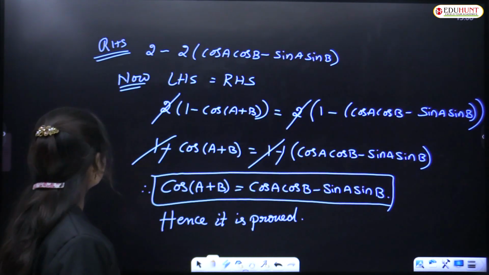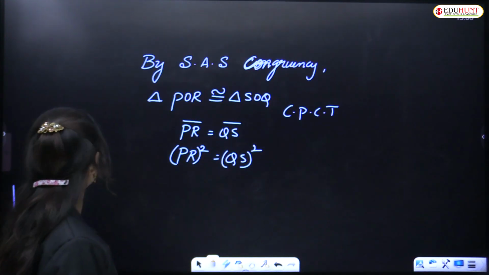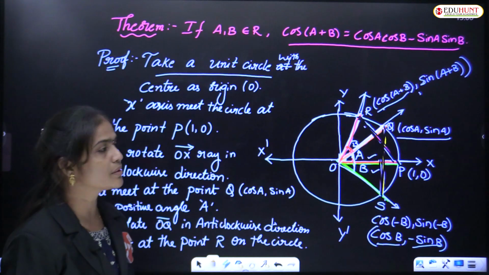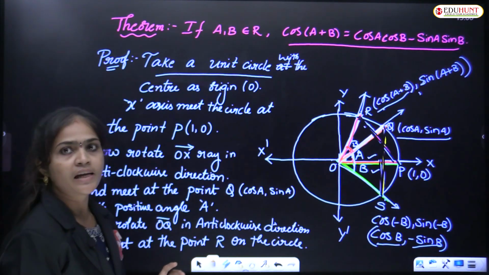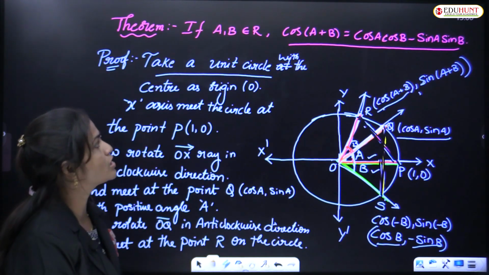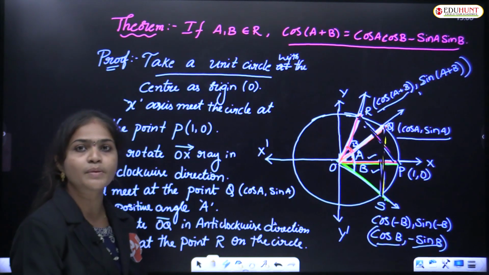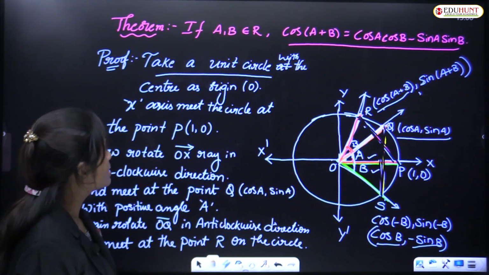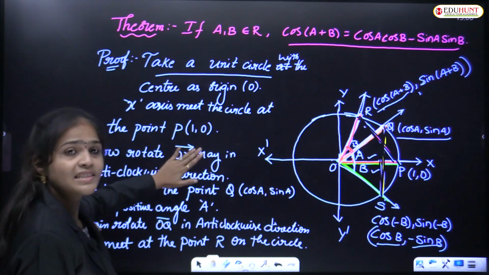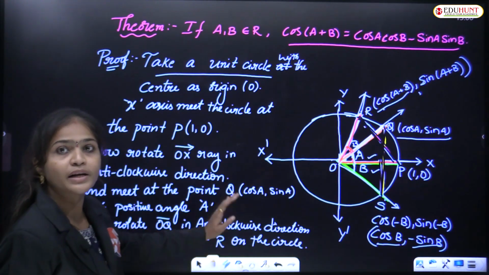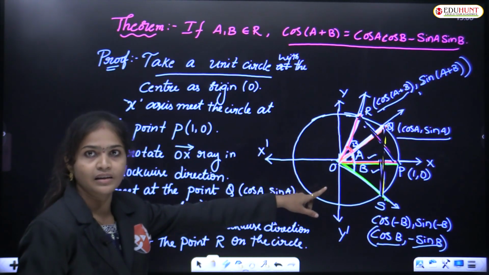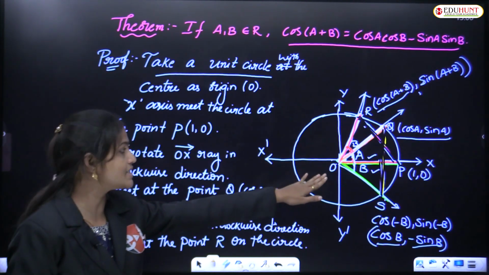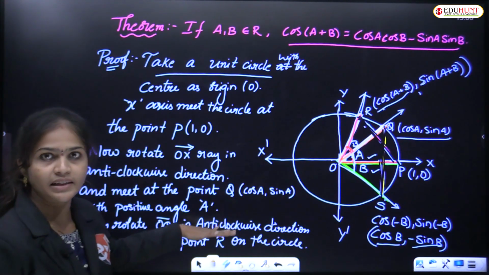Okay, so once again, see that. First we have to start from here onwards. So what is the theorem? If A, B belong to R, then cos of A plus B is equal to cos A cos B minus sin A sin B. That one we got last, no? So first, what is the process? That process we have to write: what we are doing with that circle. That circle is a unit circle. What we have taken and what we are doing with that circle, everything we have to write here.